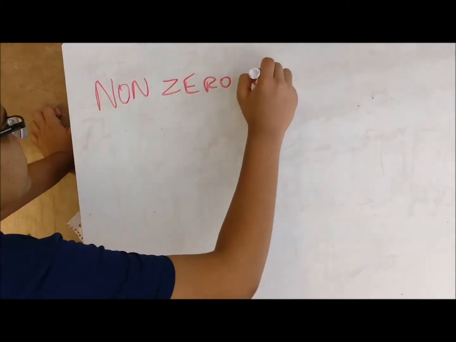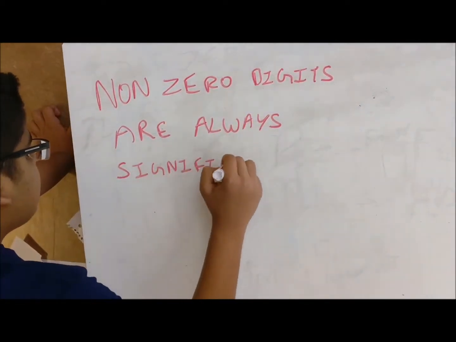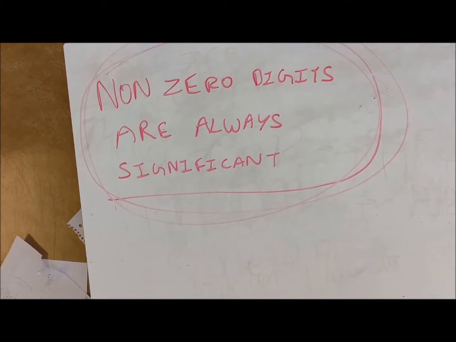So to get started, sig figs are significant figures. Those are the figures you count. So the first rule is all non-zero digits are always significant. That's the first rule you need to know. If you don't know that, I don't know what's gonna help you this year.